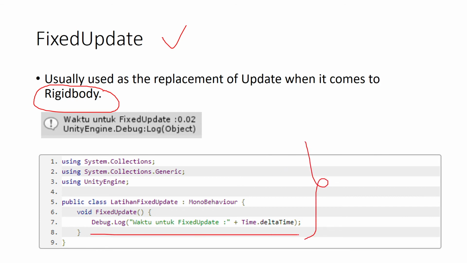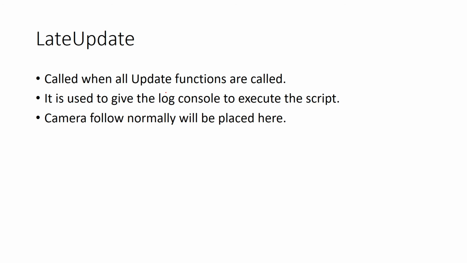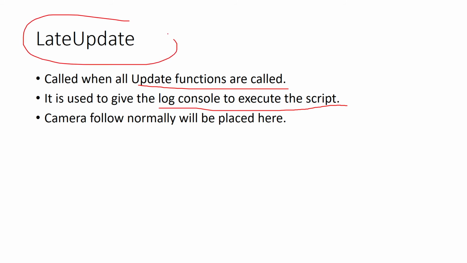You can see that this is similar to update, but it just adds the fixed update. It is normally used for rigid body, not for other objects. Okay, late update is called when all update functions are called. It's used to execute the script, and camera follow will normally be placed here. After all update functions are called, it will call late update.